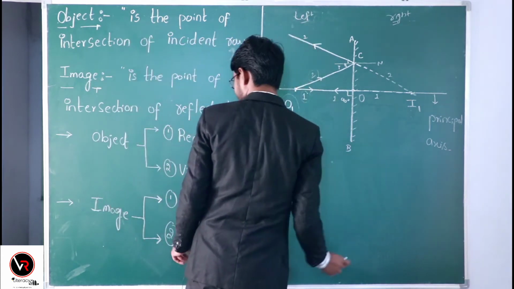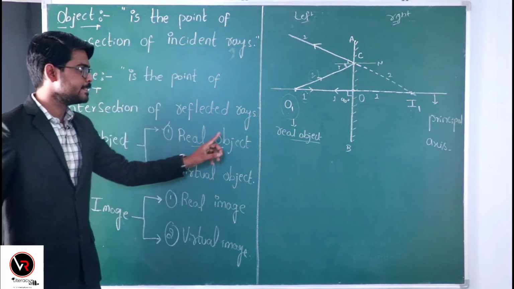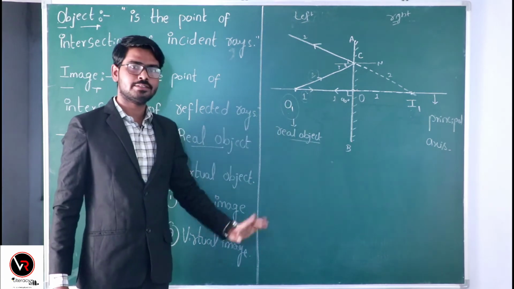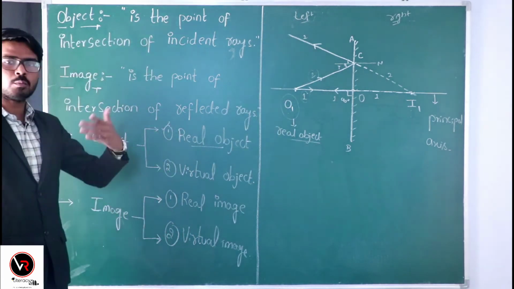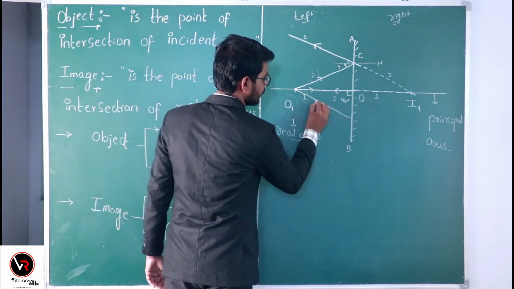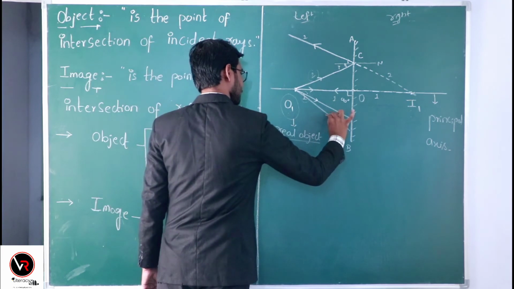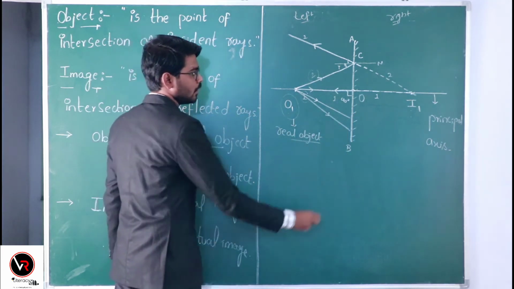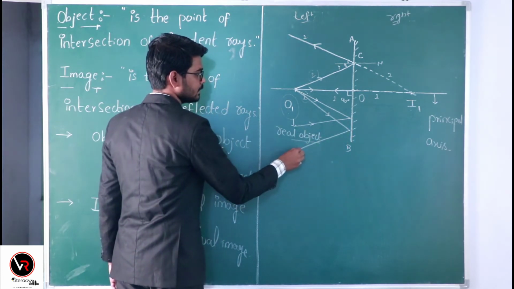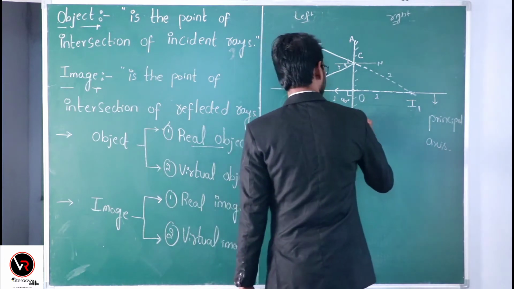So now you understand what a real object is. It is the point where two or more incident rays actually intersect. Here, you can also extract one more incident ray. After the reflection, they reflect back like this, and they meet at this point.